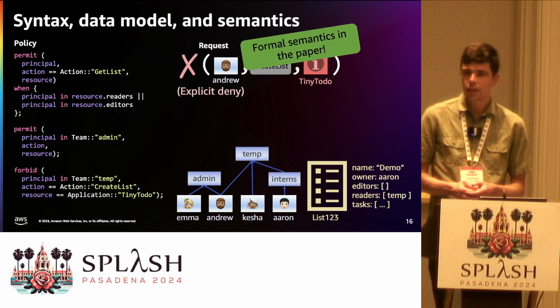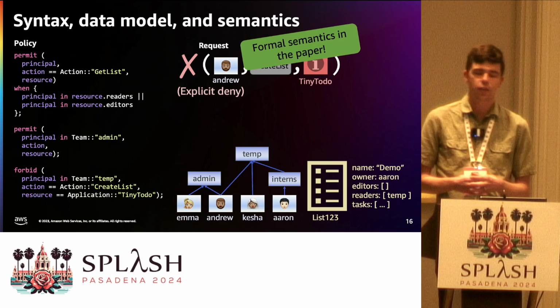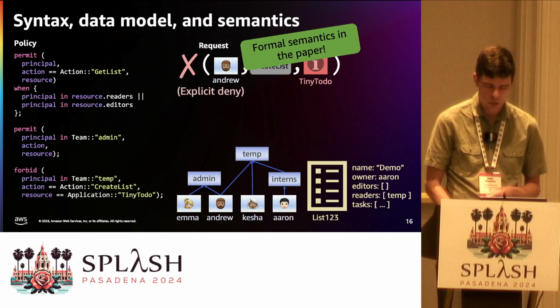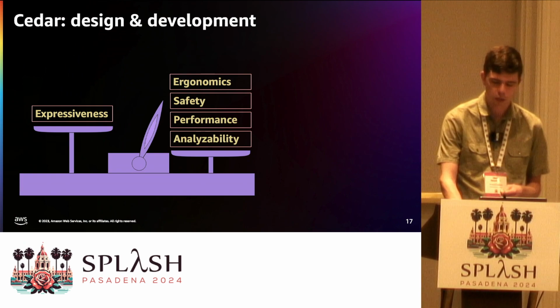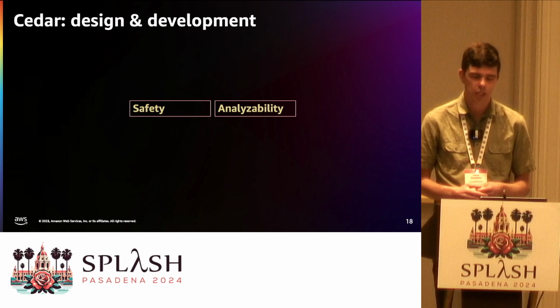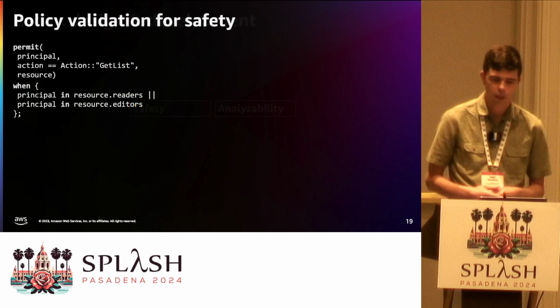We have formal semantics for Cedar policies and how they are evaluated in the paper. So if you're interested, you can go see the paper for that. But let's move on and talk about another two properties of authorization languages, which is safety and analyzability.